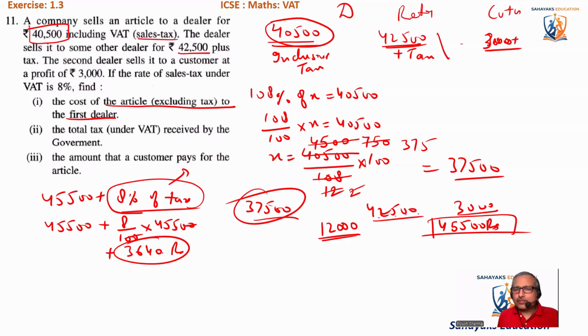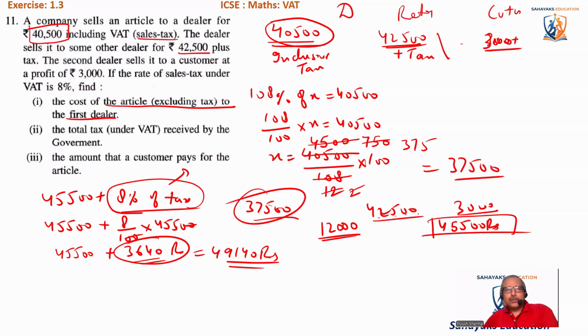That is the first part. Because finally, none of the people in between are paying the tax, only the person at the end. Whatever tax the customer is paying is the tax which the government gets, because everybody else gets the tax back from the government. The total amount of tax is 3640. So what is the total amount the customer has to pay? The customer has to pay 3640 plus 45500. So it comes out to be 49,140 rupees. This is the amount which the customer has to pay.